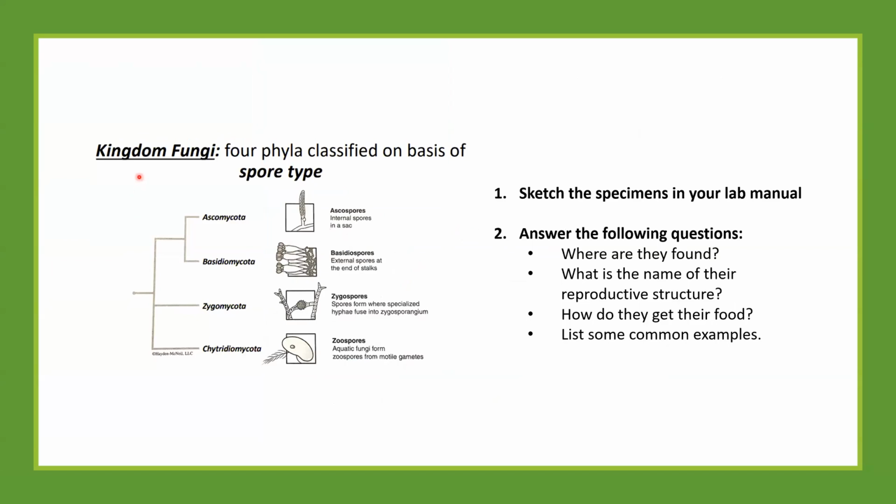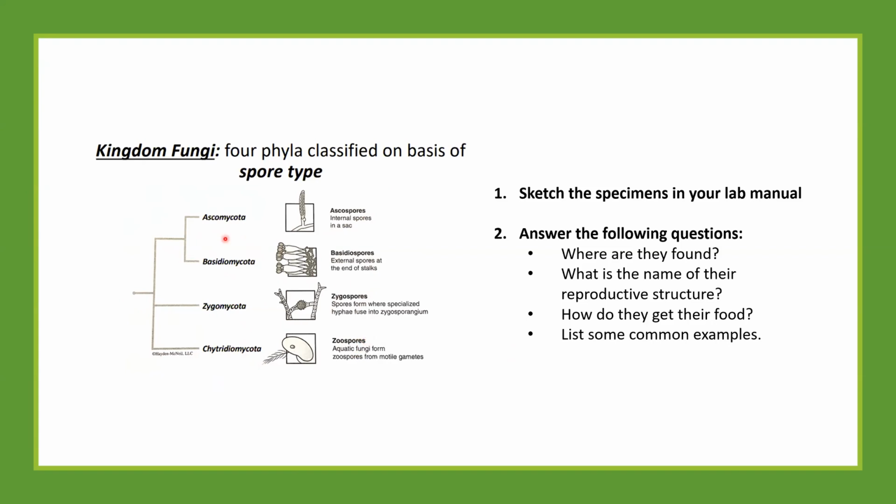So as you go through this activity, we're going to introduce 4 phyla, and these are classified on the basis of the spore. So we're going to look at the Ascomycota, which have ascospores, Basidiomycota, which have basidiospores, Zygomycota, which have zygospores, and Chytridiomycota, which have zoospores. So you really want to know these 4 different phyla and the spore type that corresponds to each one.